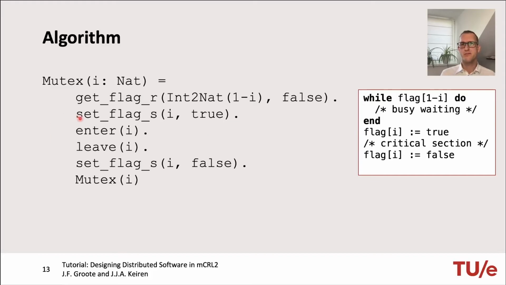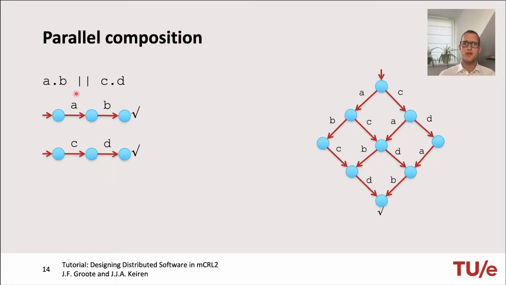And then the rest is simply setting the flag to true, entering and leaving the critical section, and then setting the flag to false. And then we repeat. So this gives us the basic ingredients, the sequential processes that we need to model the shared variables and the mutual exclusion algorithm. Now, how do we make these communicate? For that, we use the parallel composition.